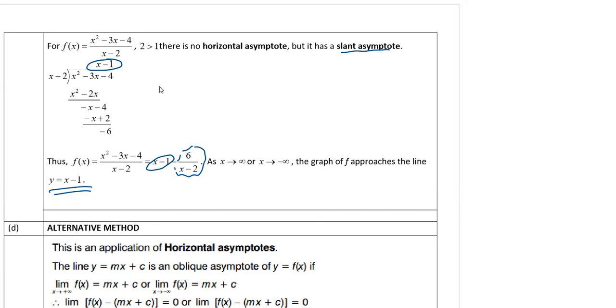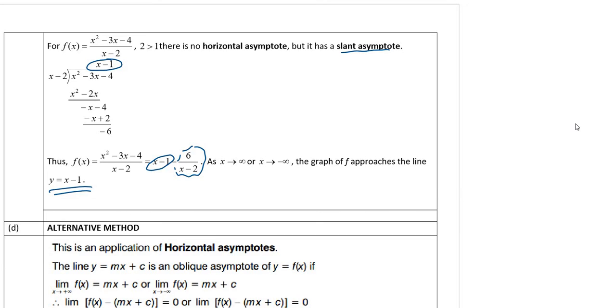If you can use synthetic division, you can use that, but you need to know your long division here, because sometimes we cannot do the synthetic division and so on.